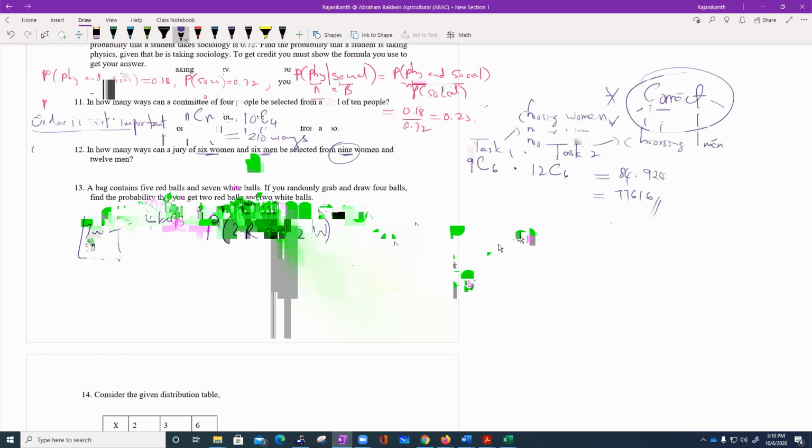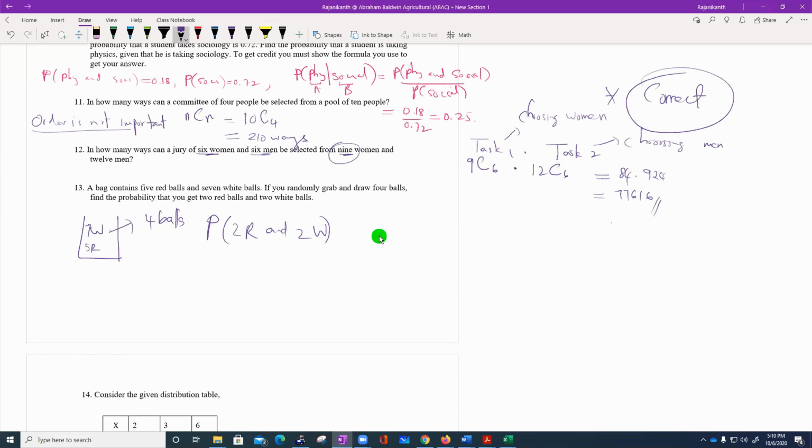Remember, there are so many possibilities to choose 4 balls, right? You may choose all 4 whites, you may choose all 4 reds, or you may choose 3 white, 1 red. There are plenty of possibilities. But they're asking, among those possibilities, what is the probability of having 2 red and 2 whites? Okay. So you could think of this as event E, getting 2 reds and 2 whites. So if you use the formula, remember, this is simply the number of possibilities from your given event divided by number of possibilities from your sample space.